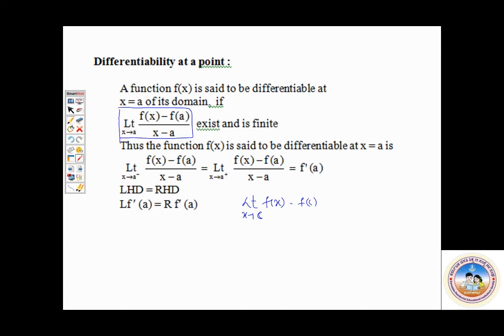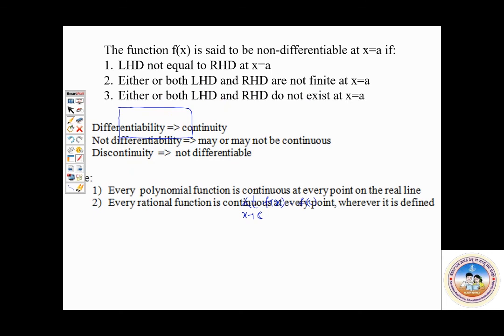Few important points on differentiability, make a note of this. These are the important points on differentiability. Take down that LHD not equal to RHD. Either or both LHD and RHD are not finite. When you find a limit and it goes to infinity, then also it is not differentiable. Either or both LHD and RHD do not exist, then also it is not differentiable. The verification of non-differentiability is this condition, and this is a common part.